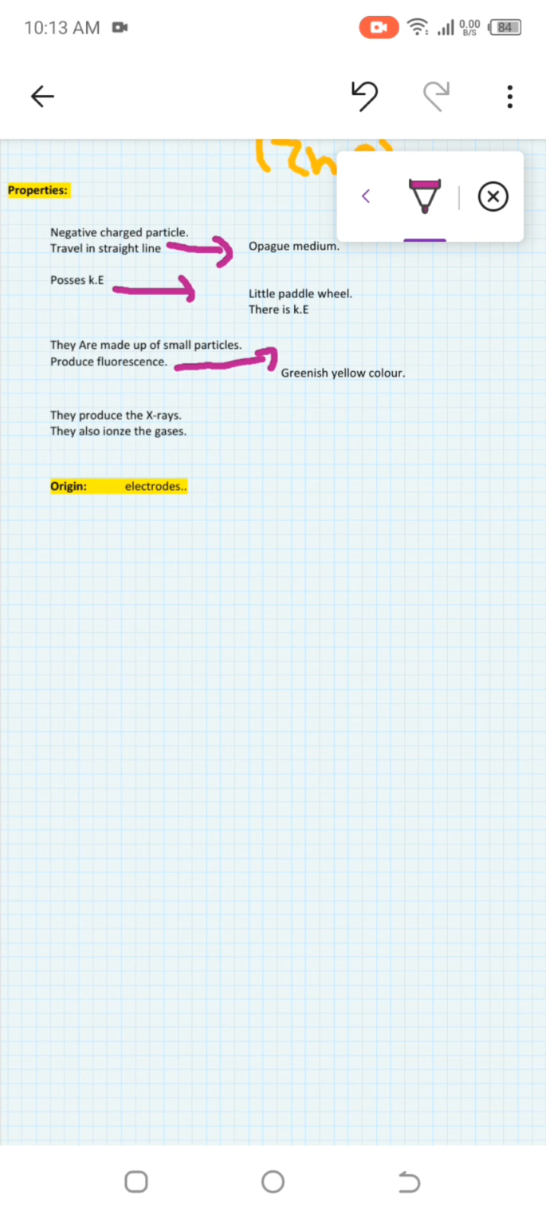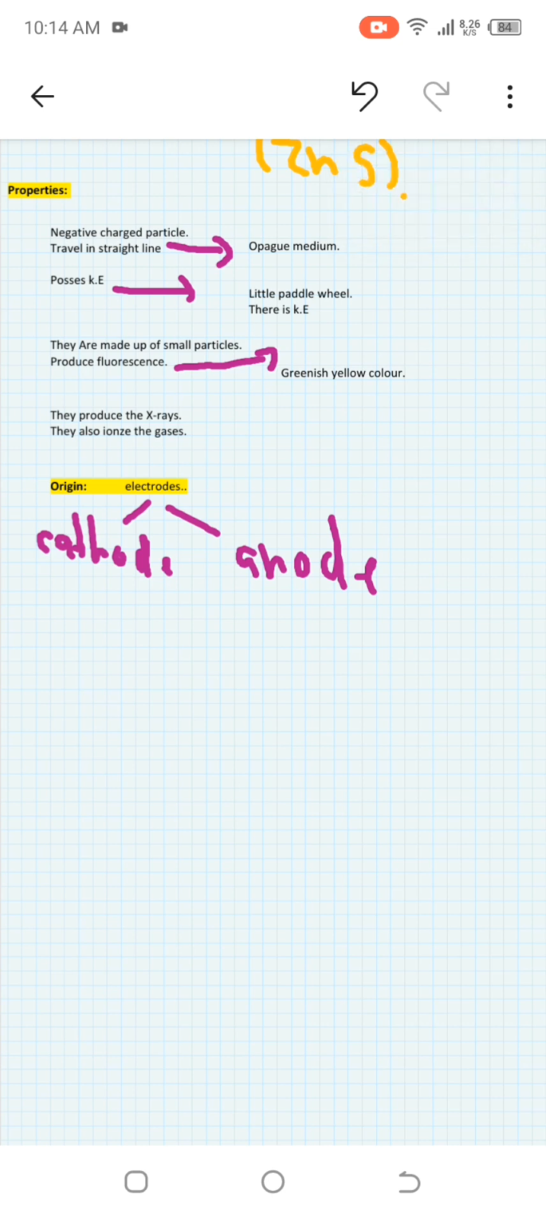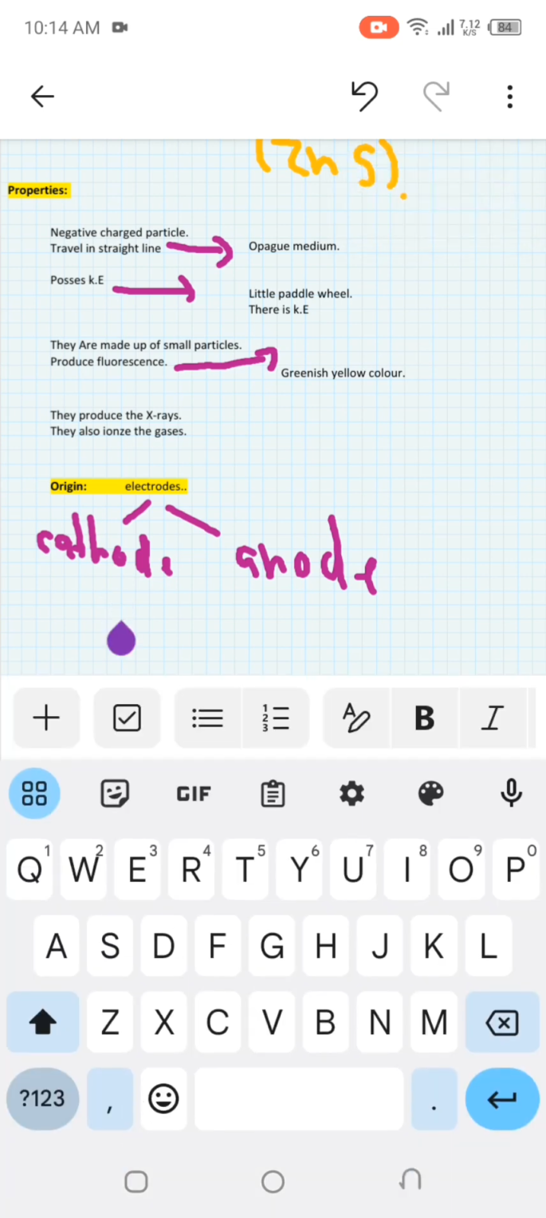One was the cathode and the other was the anode. From the cathode was the origin of the electrons. Electrons were going from the cathode towards the anode. Then they saw perforations of greenish yellow color. So the origin is basically the electrode, meaning the cathode is the origin.